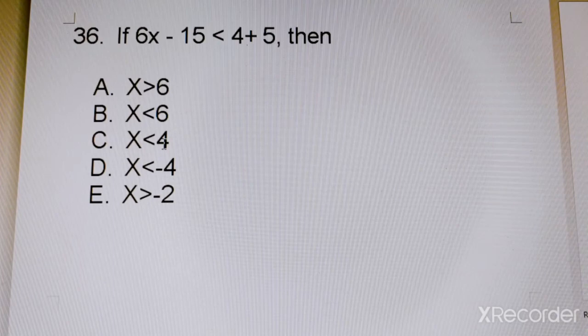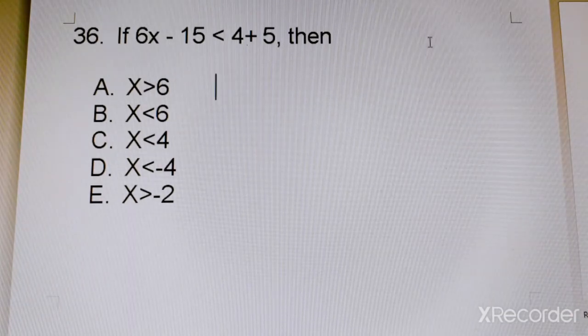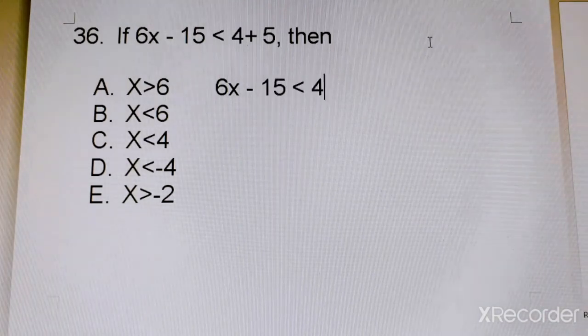36. If 6x minus 15 is less than 4 plus 5, then A, x is greater than 6, B, x is less than 6, C, x is less than 4, D, x is less than negative 4, E, x is greater than negative 2. So, let's rewrite this equation. 6x minus 15 is less than 4 plus 5. Then, you combine all the constants.